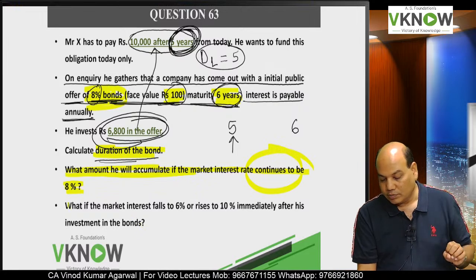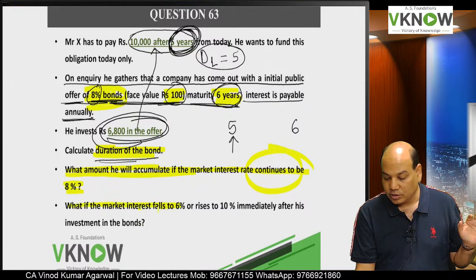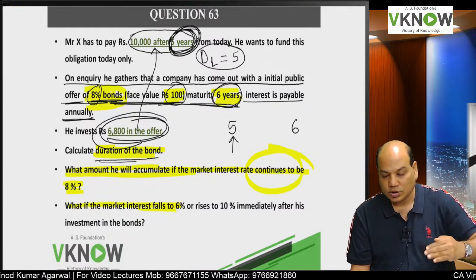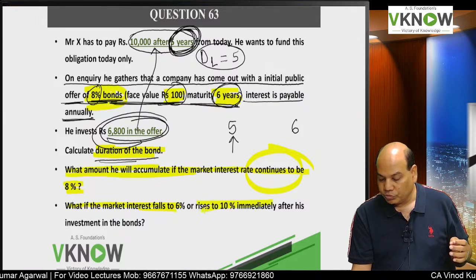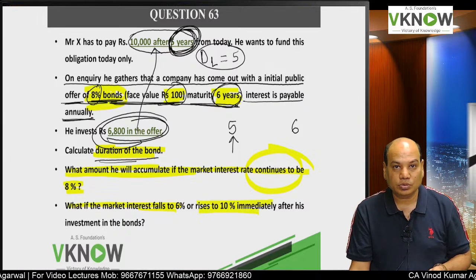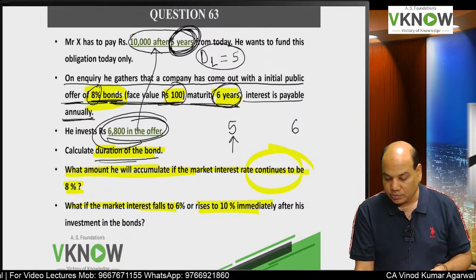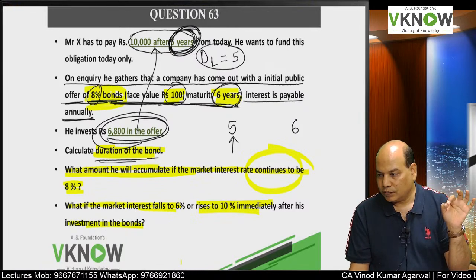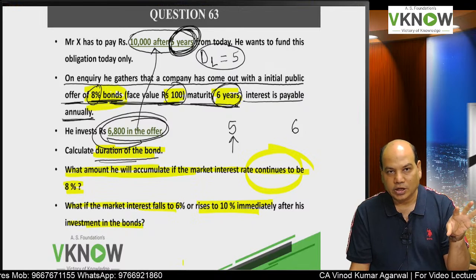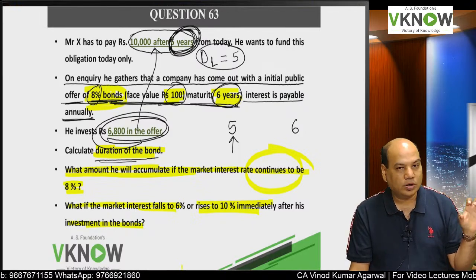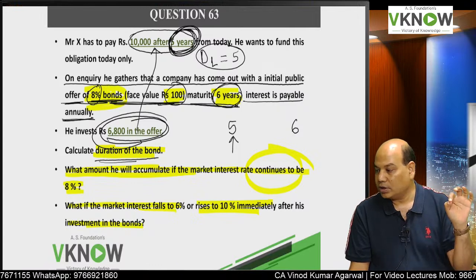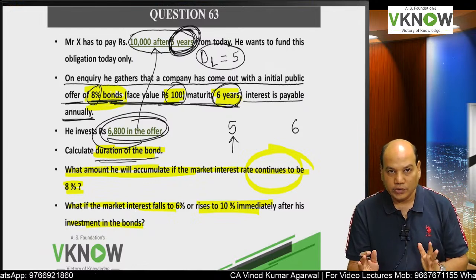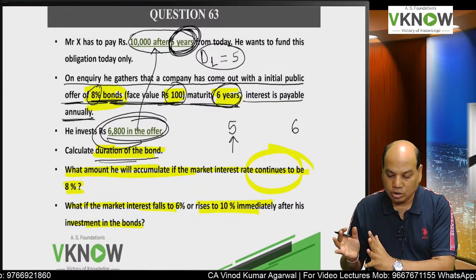That was easy. If the market rate falls to 6%, let us say the market interest rate falls to 6% after he bought the bond, the market rate has gone down to 6%. Or case 2, market rate rises to 10% immediately after his investment in the bond. How much amount he will receive at the end of 5th year? Because he wants to pay a liability at the end of 5th year, 10,000 rupees. So he wants to ensure that he should have 10,000 rupees in his pocket after 5 years. So let us see whether this strategy will work or not.